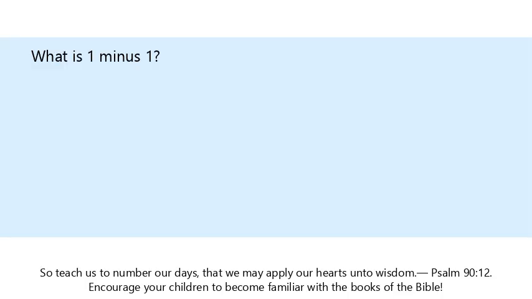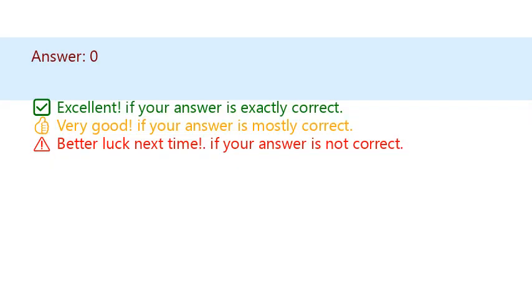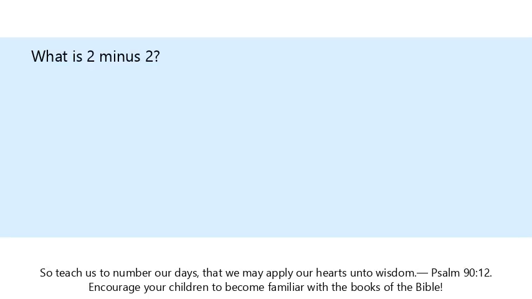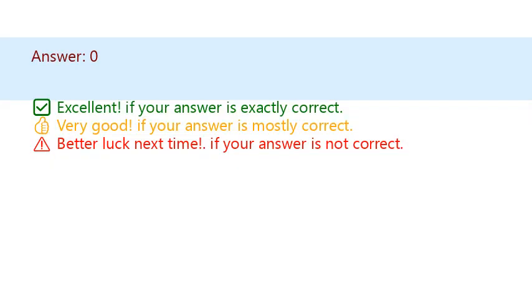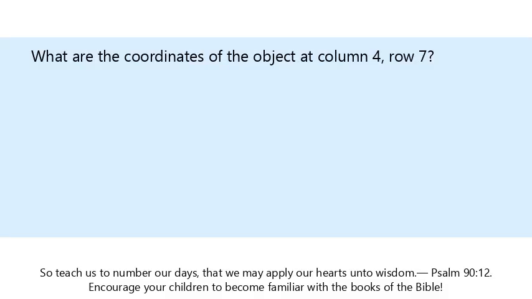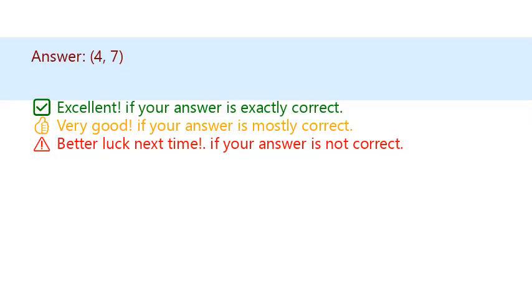What is 1 minus 1? Answer: 0. What is 2 minus 2? Answer: 0. What are the coordinates of the object at column 4, row 7? Answer: 4, 7.